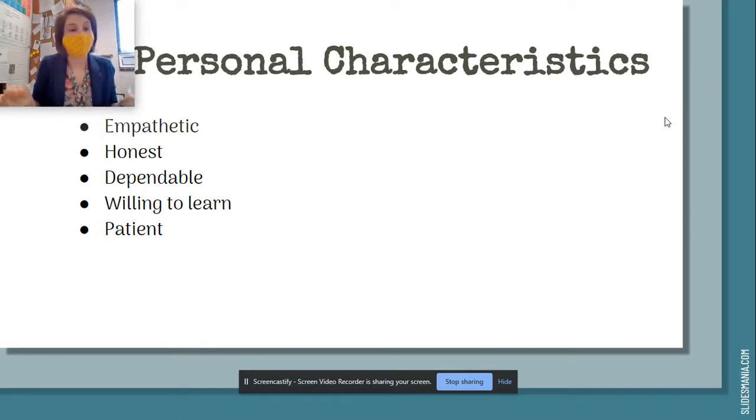You have to be patient with your patients because sometimes they don't want to listen. Whatever is going on with them, they're thinking about it a lot, so they're not really hearing you, things like that. So just be patient with your patients.